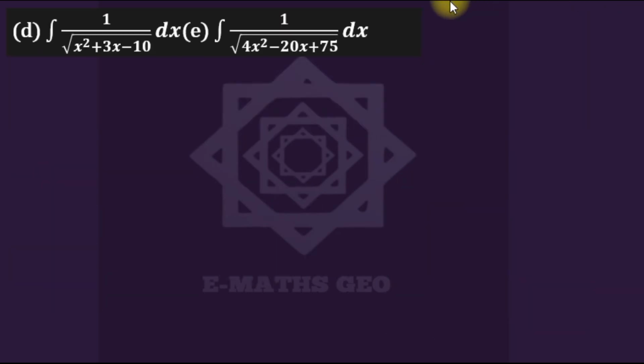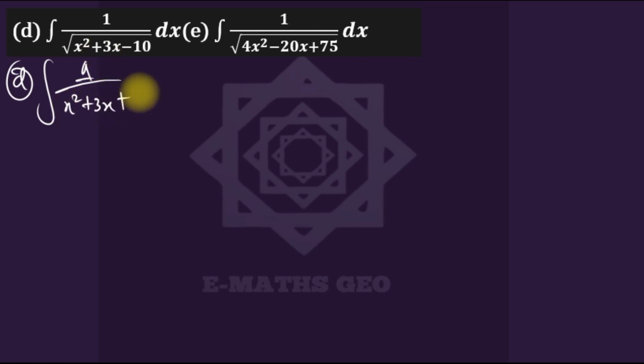So the last two, d, we can write this as the integral of x squared plus 3x minus 10. We need to make this a perfect square. So coming to this, we'll add 9 over 4 to make it a perfect square, and afterwards subtract the 9 over 4. So we are still correct, dx.